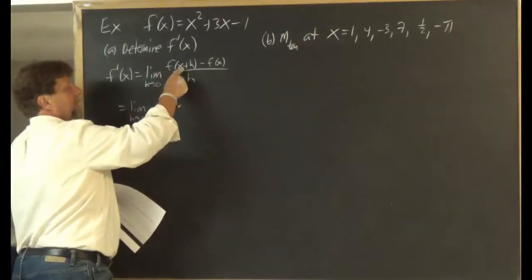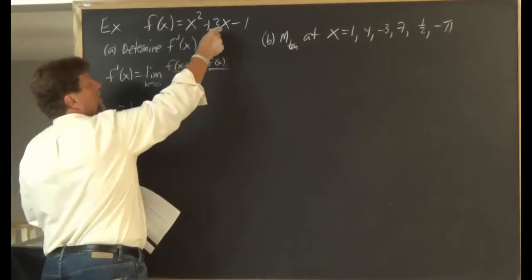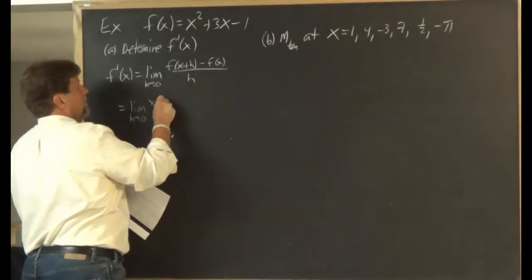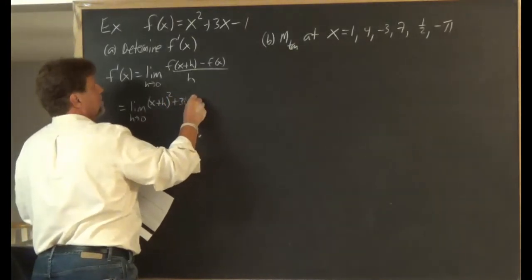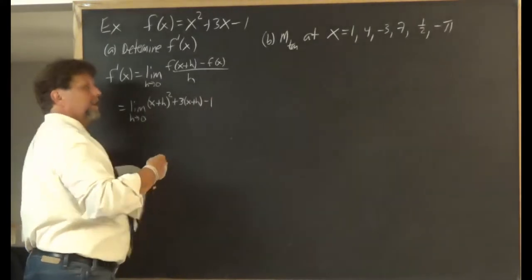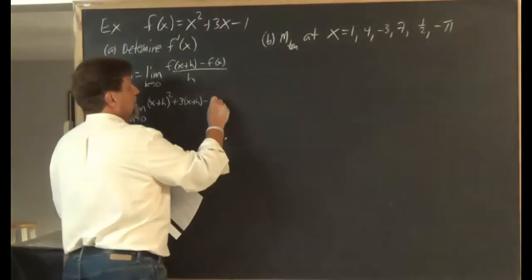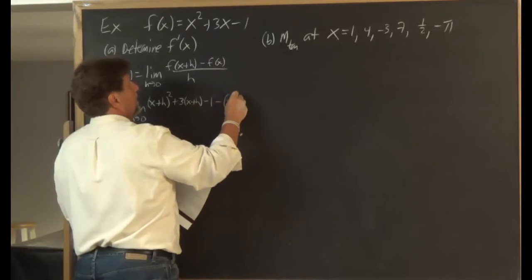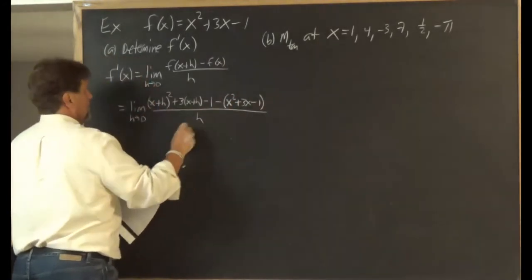So that's the limit as h approaches 0. We have to evaluate the f of x plus h. So that means x plus h has to come into the function wherever there's an x. So that gives us (x plus h) quantity squared plus 3 times (x plus h) minus 1. All of that is the f of x plus h. Then we subtract f of x. And I'm going to put that inside parentheses so I don't make a careless sign mistake.